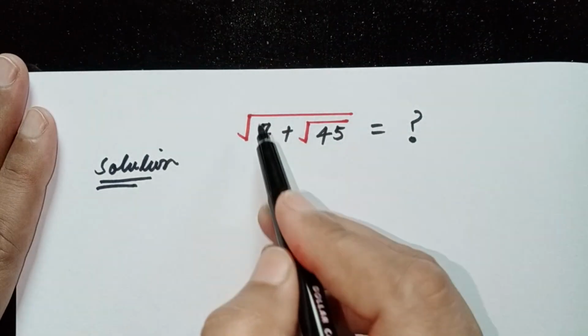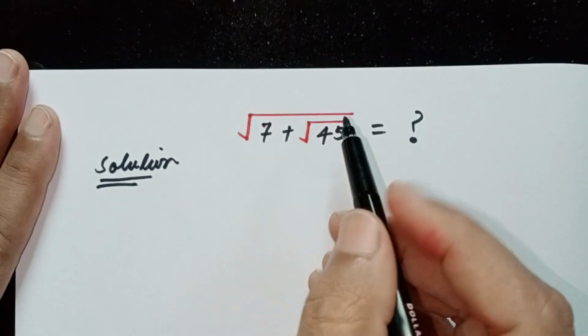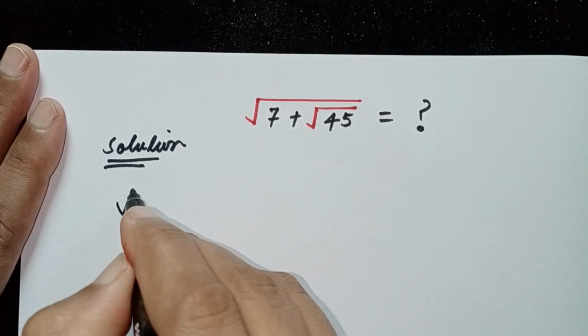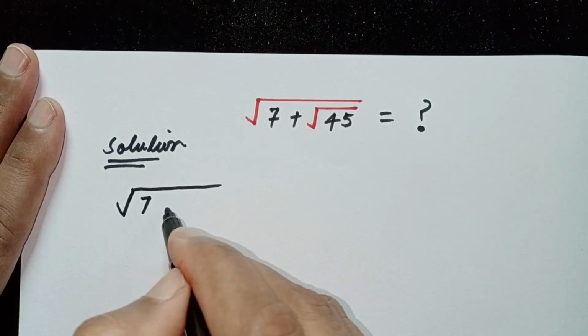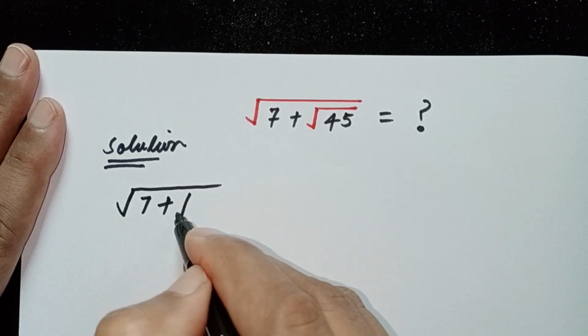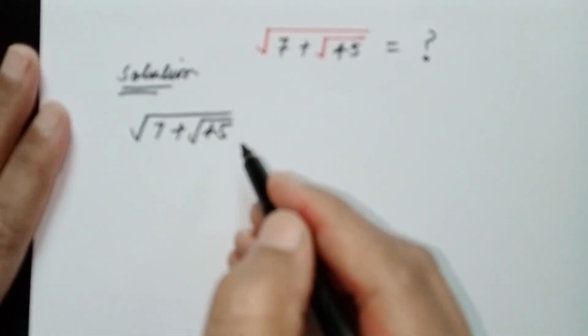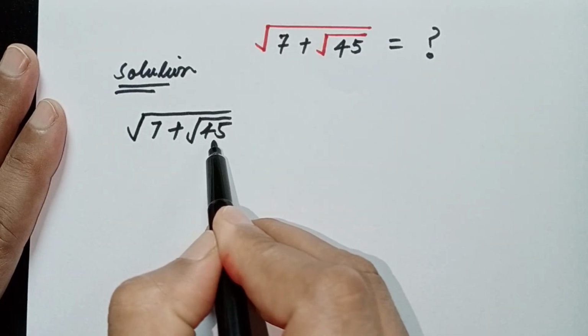Today's question is square root of 7 plus square root 45. We have to calculate its value. So first of all, write down the question: square root of 7 plus square root 45.